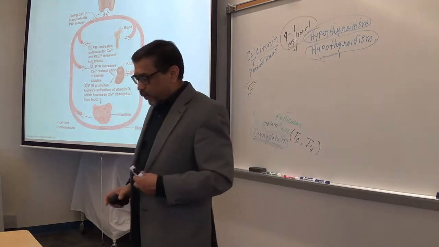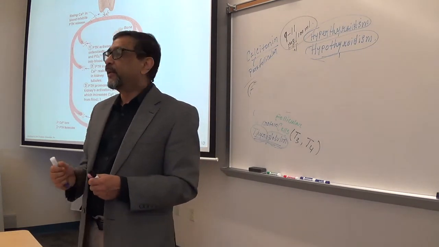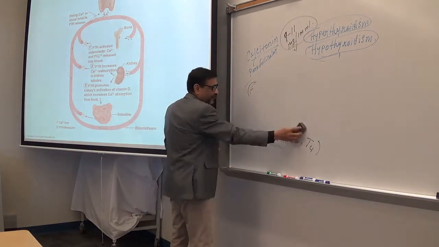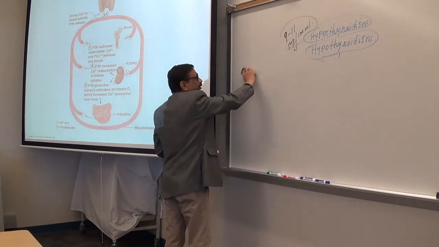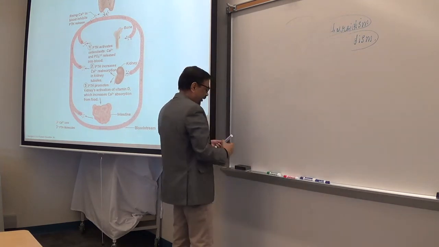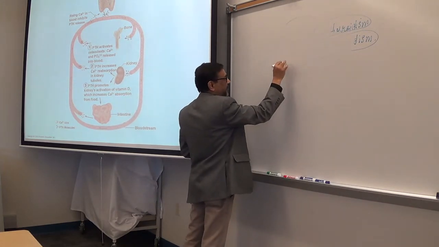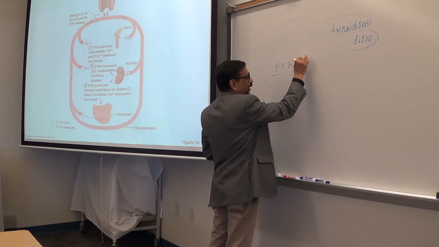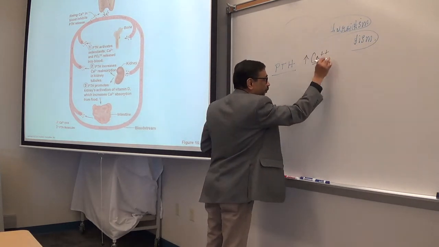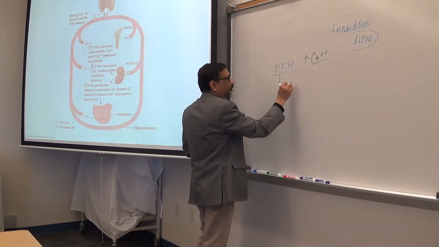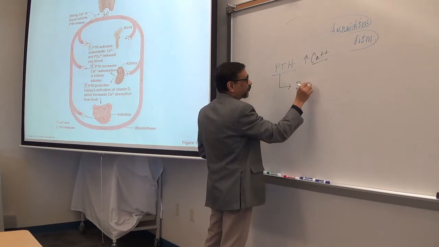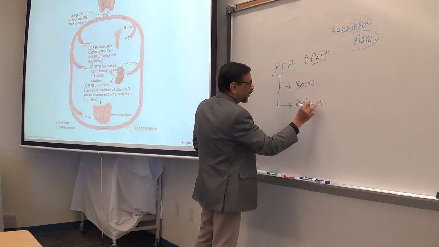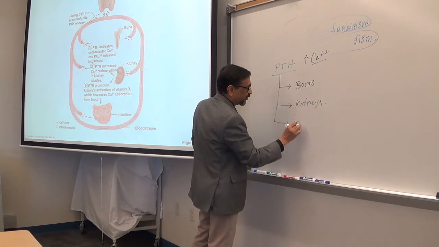Now, how does the parathyroid gland increase the calcium in the blood? Parathyroid hormone works on 3 areas, works on 3 organs. So PTH, parathyroid hormone, we know that it increases the calcium in the blood. How? Parathyroid hormone works on the bones, works on the kidneys, and works on the intestine.